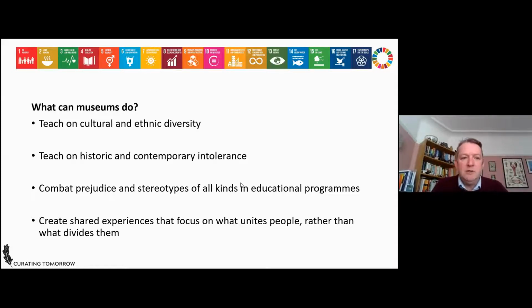So what can museums do? Well, these are just a list of very simple things they could do. They could teach on cultural and ethnic diversity. They can teach on historic and contemporary intolerance. They can combat prejudice and stereotypes of all kinds in educational programs. And we don't need to just talk about challenges all the time, just create shared experiences that focus on what unites people rather than what divides them.